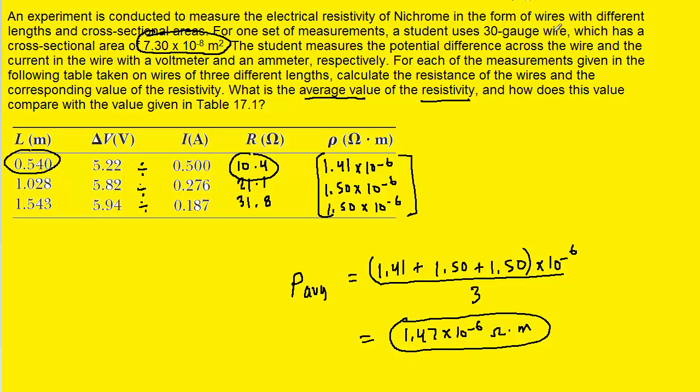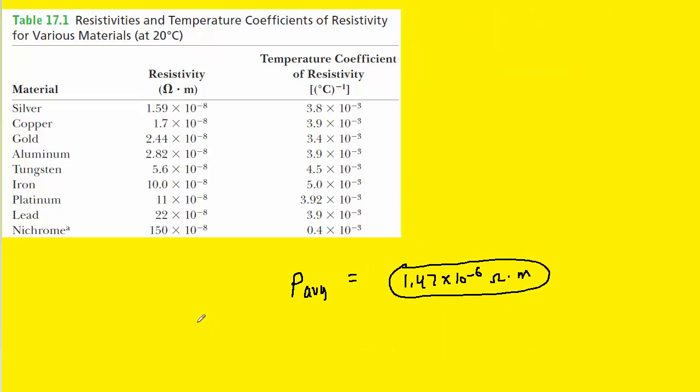We then simply have to compare this value with the given value of table 17.1. And so here is a portion of that table. We can see that for nichrome, the resistivity is 150 times 10 to the minus 8th. Notice that you can rewrite that in terms of a power of 10 to the negative 6. And the trick for doing that is to take this decimal point and move it over 2 places to the left, so it becomes 1.50. And if you move your decimal place to the left by 2 places, that means you have to add 2 to this exponent. So that'll become times 10 to the minus 6.